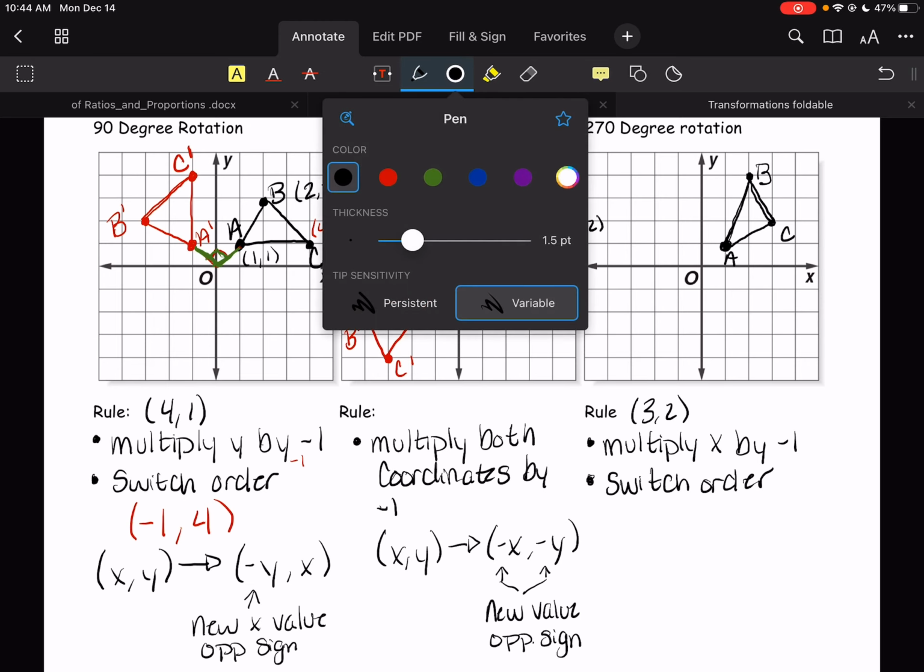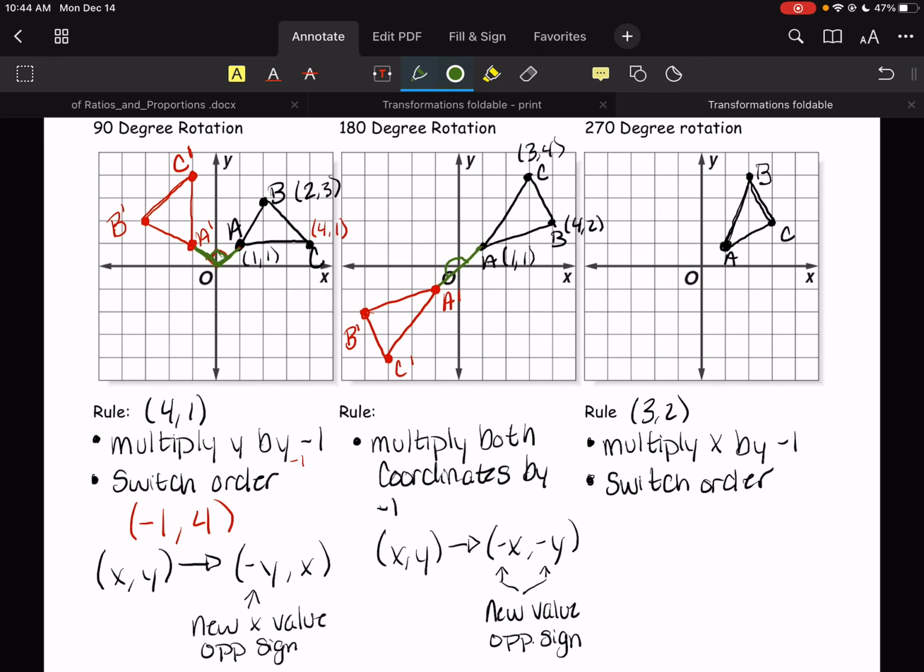So if I wanted to find my new coordinate, then I'm going to be multiplying my x value by -1, so 3 by -1, which makes it -3. So I now have a -3 here. Sorry, let me get the red pen out. And then I'm going to switch the order. So my new coordinate is going to be 2, -3. That's all I'm doing for each of these. So my C was 3, 2. B is 2, 4. And A is 1, 1.